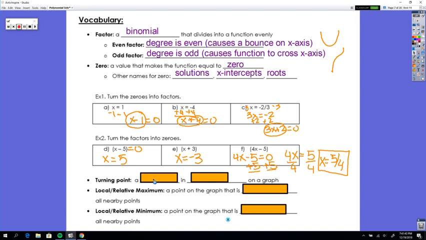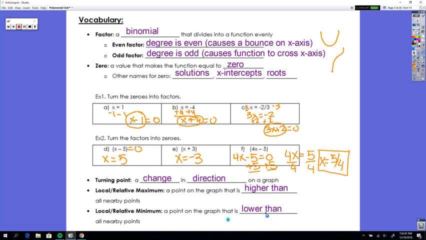A turning point is a change in direction on a graph. The local or relative maximum is a point on the graph that is higher than all nearby points, and a local or relative minimum is a point on the graph that is lower than all nearby points.